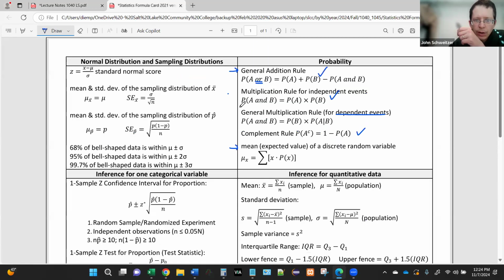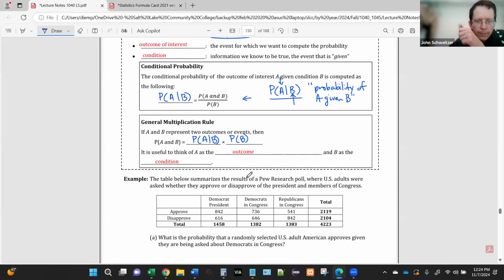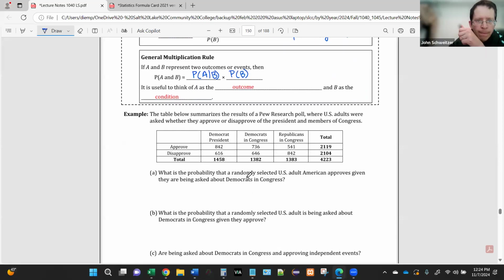And it's presented here on your formula card right here. So we're knocking these out, right? We've got almost all of them except for the expected value, which we'll do on Tuesday. It's the general multiplication rule for dependent events, and let's practice with it. So our favorite way of thinking about probability is to use contingency tables.